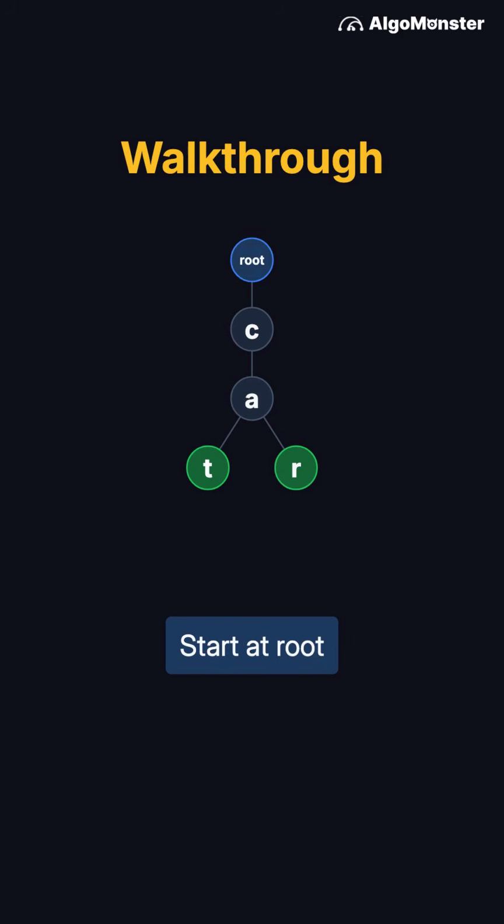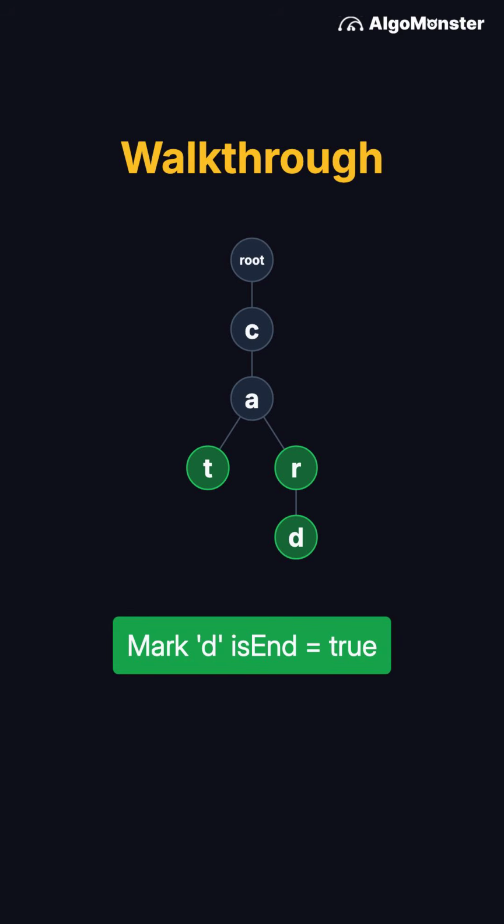Insert card. Start at root. Move through C, A, R. All exist. Look for D. Create it. Mark D's isEnd as true. R keeps its flag from car, so both car and card are stored.